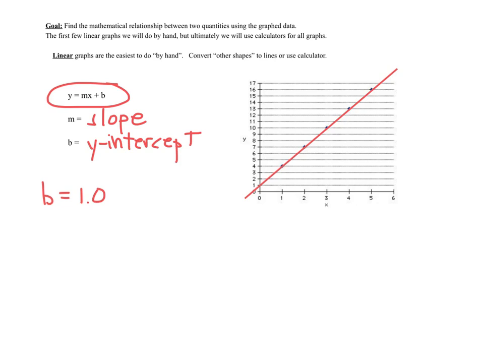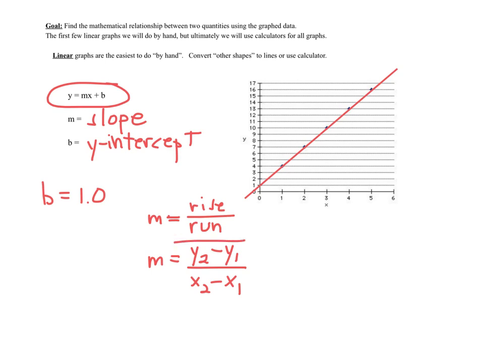Now, the thing that's a little bit harder is the slope. If you recall, however, from algebra, the definition of slope is this: m equals, or slope equals, rise over run. Now mathematically, that would go like this: m equals y sub 2 minus y sub 1 over x sub 2 minus x sub 1. You don't need to write this down every time.